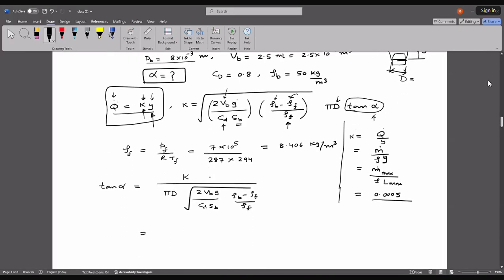And density is 8.406. L max is 0.1 meter. So if you do the calculation, K will come out to be 0.000595 meters square per second. Now that K you will use here.